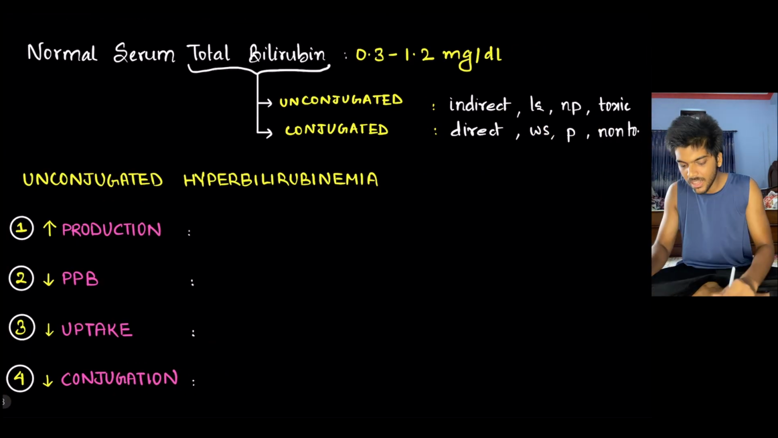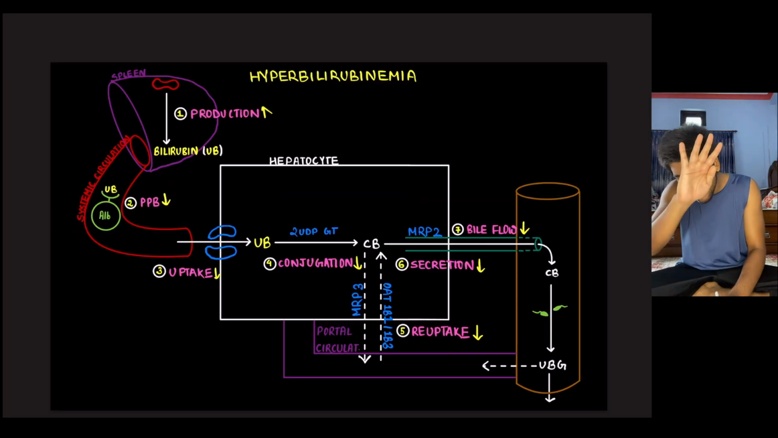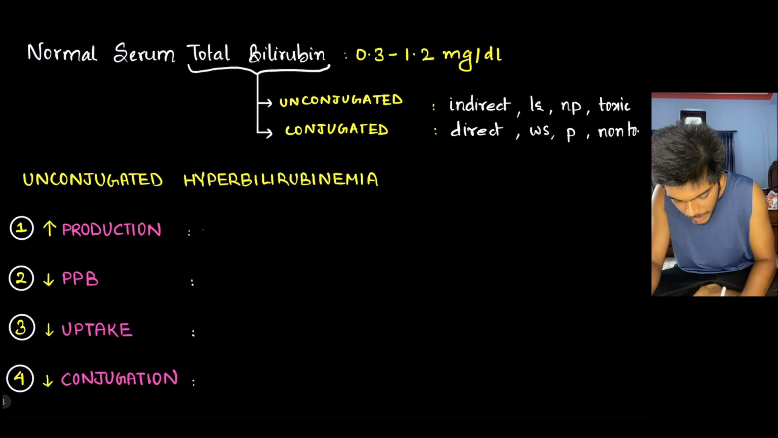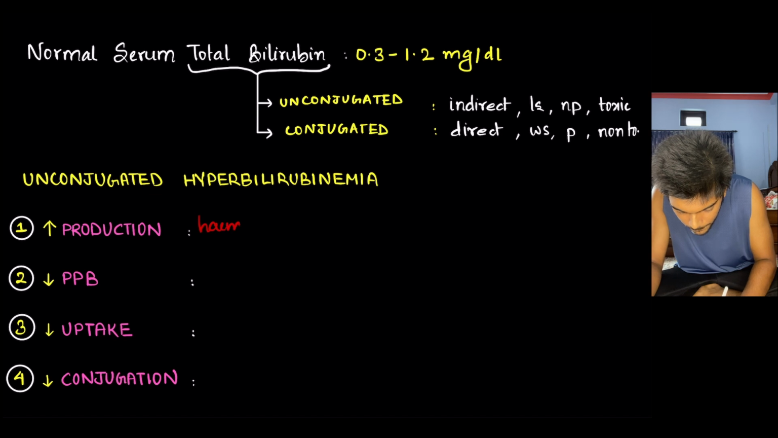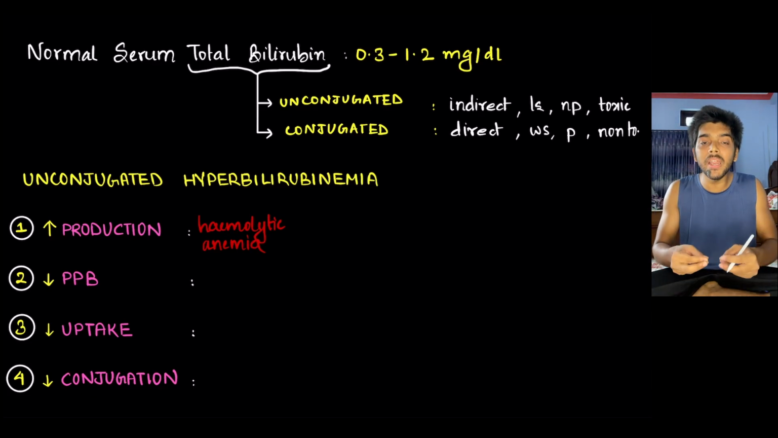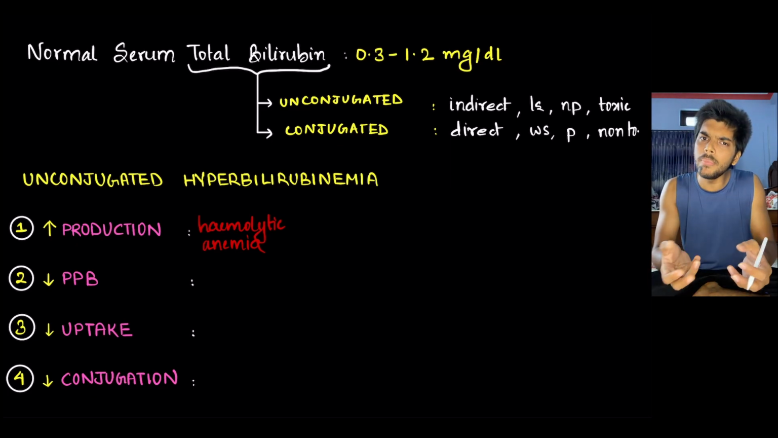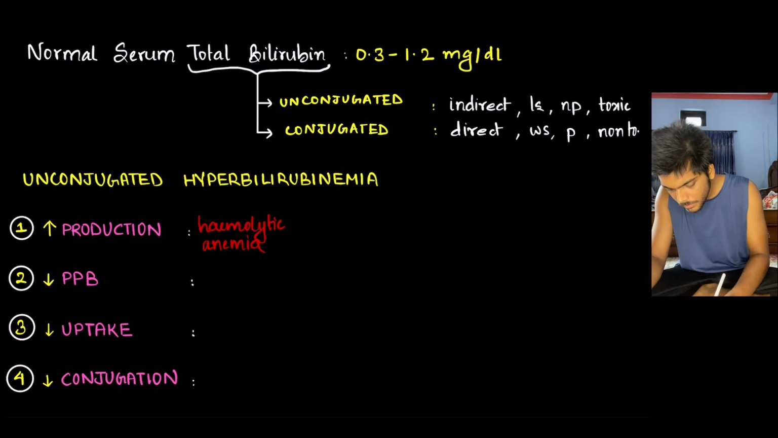Let's see. Starting off with unconjugated hyperbilirubinemia. Again, before this, all four of them cause unconjugated hyperbilirubinemia. Starting off with production. First, increase in production. What causes increased production of bilirubin? Hemolytic anemia. When there is hemolytic anemia, there is excess hemolysis, that is excess breakdown of RBCs, excess degradation of hemoglobin, leading to excess production of bilirubin. Simple. Excess production of unconjugated bilirubin in the spleen. Simple.